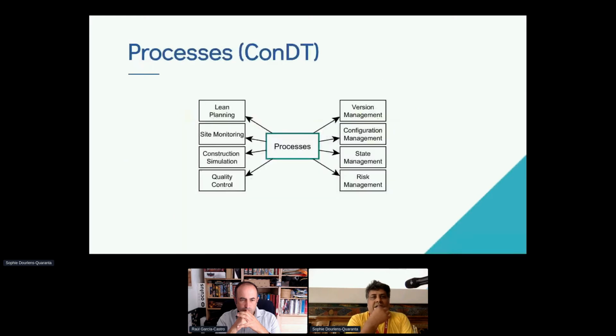Then about other processes. The process class essentially represents the processes required to define the workflow of construction centered on digital twins. The figure depicts different existing processes: lean planning, site monitoring, construction simulations, quality control. All these are different processes.